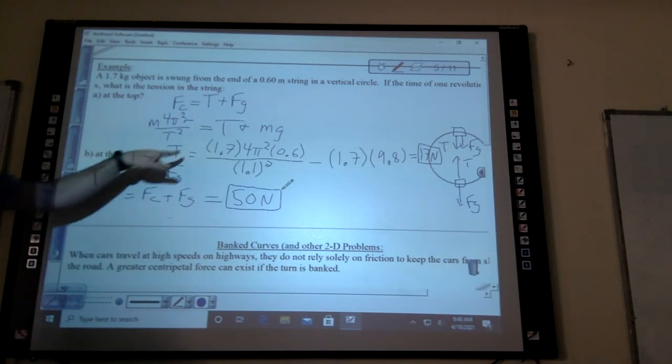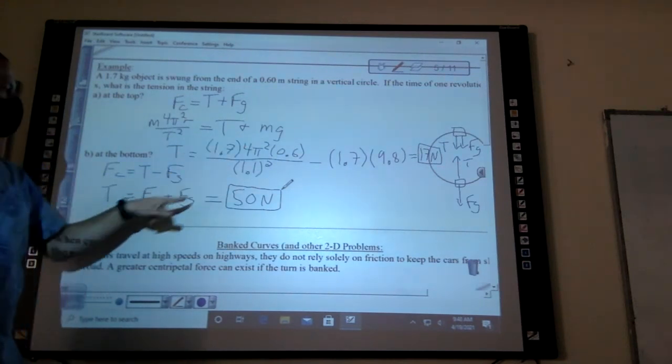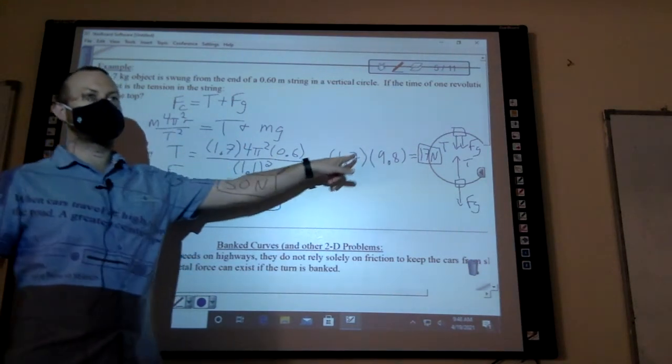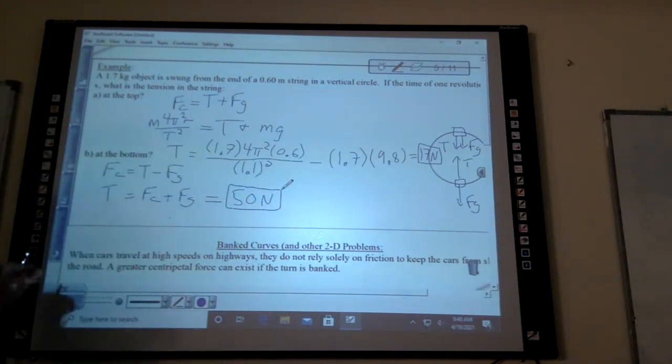So Fc is going to be this, and Fg is going to be this. So I'm doing the exact same thing except with a plus sign instead of a minus. It should look very similar to the elevator type questions. It's very reminiscent of that.